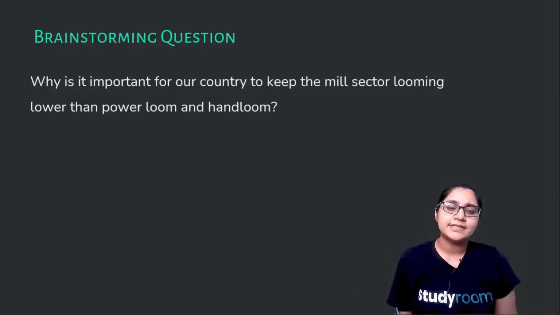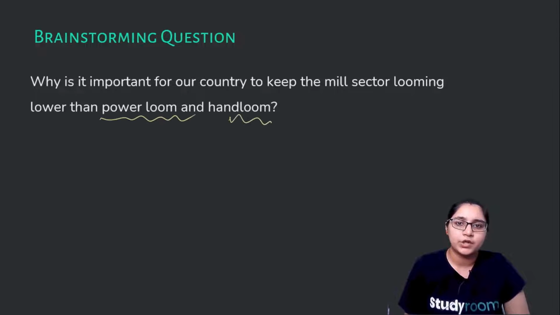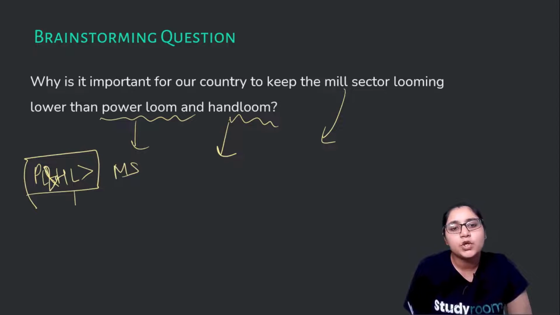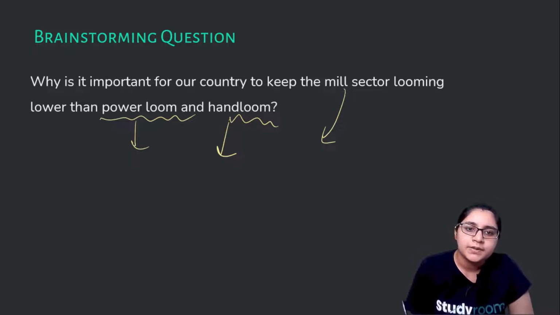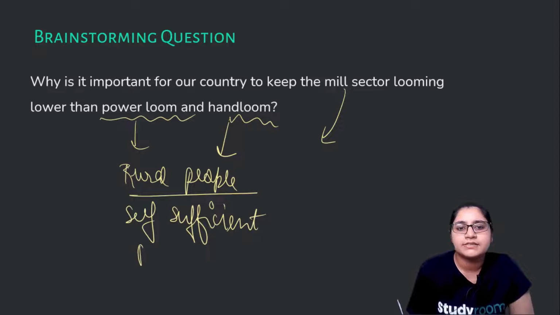Now there is a question. Why is it important for a country to keep the mill sector lower than power loom and hand loom? Why should power loom and hand loom be given priority over the mill sector? It's because these practices, power loom and hand loom, are done by rural people. So to make rural people self-sufficient and give them financial freedom, that is why power loom and hand loom is given priority.